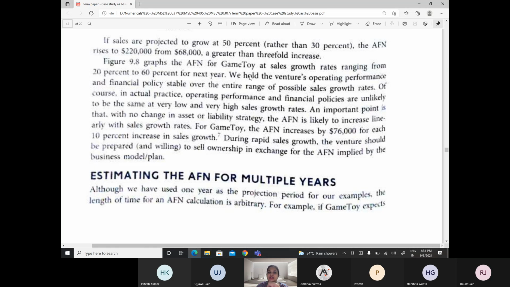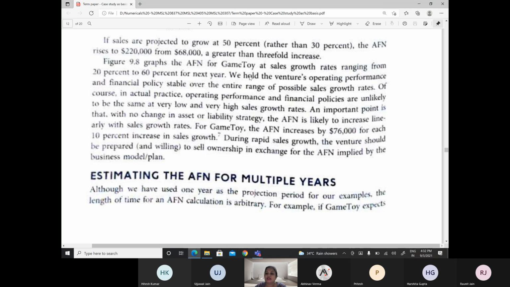We hold the venture's operating performance and financial policy stable over the entire range of possible sales growth rates. Of course, in actual practice, operating performance and financial policies are unlikely to be the same at very low and very high sales growth rates. An important point is that with no change in asset or liability strategy, the AFN is likely to increase linearly with sales growth rates. For Game Toy, the AFN increases by $76,000 for each 10% increase in sales growth.